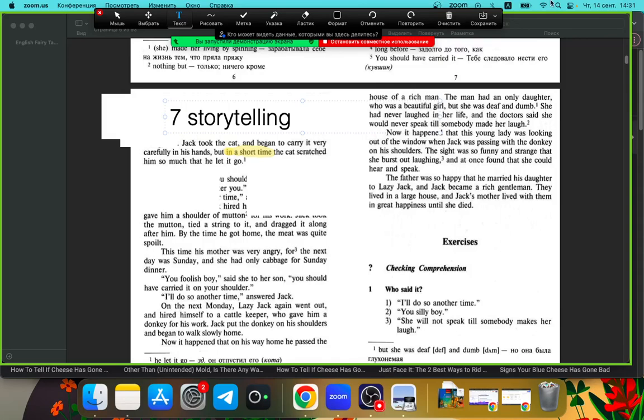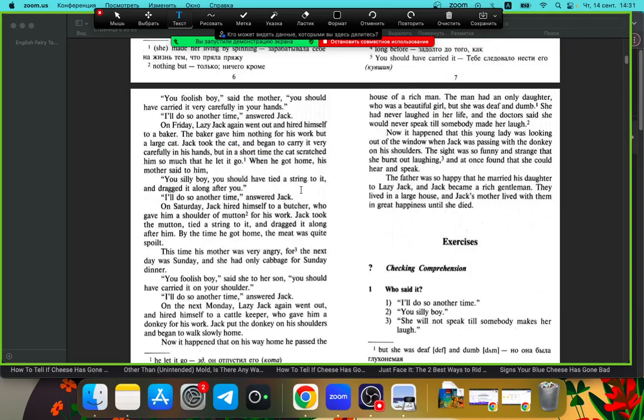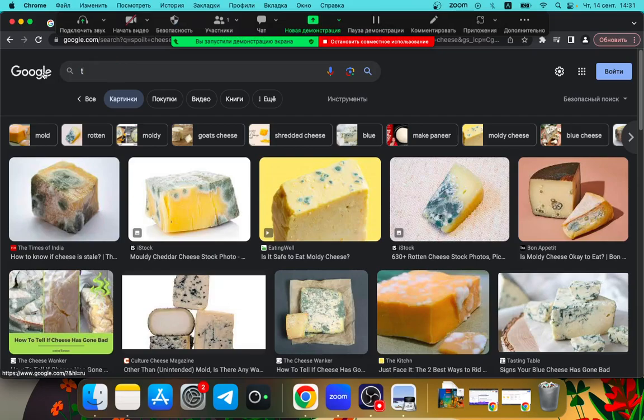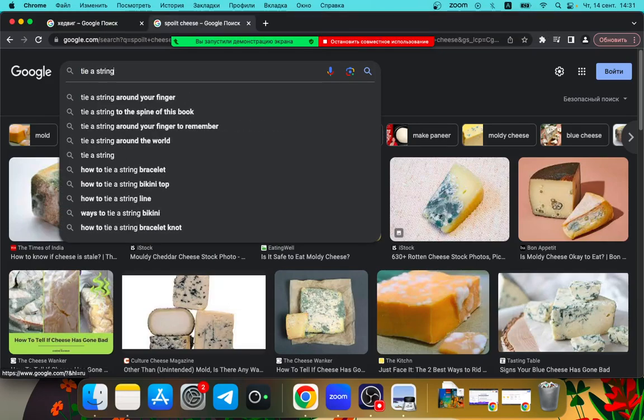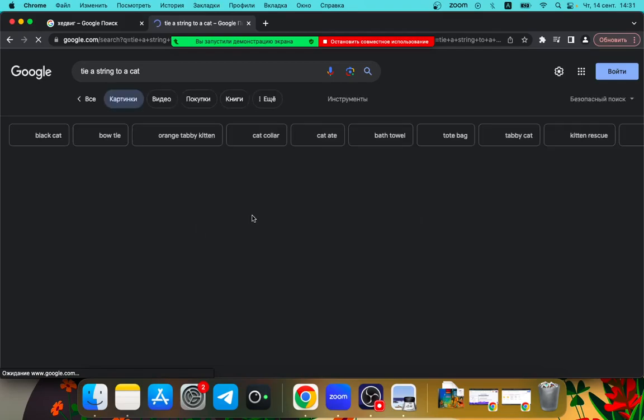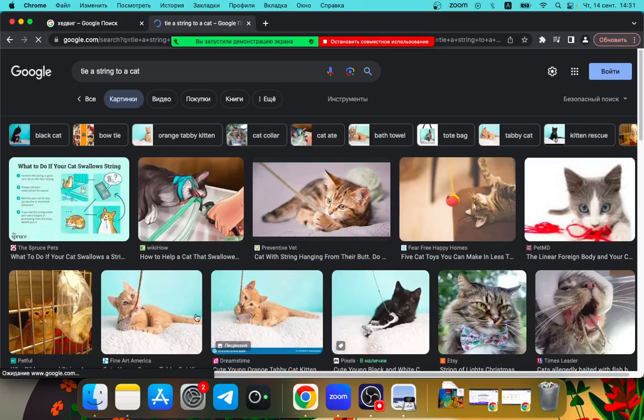So, we are going to discuss some other actions that happened. I wanted to speak about this sentence. You should have tied a string to it and drag it along after you. So tie the string. What did Jack have to do? Tie a string. Oh, no, no, no, no. You'll have to draw it, okay? Tie a string to a cat, maybe. Can you tie a string? No. Yeah, like this. You can take a string and tie it to an animal.